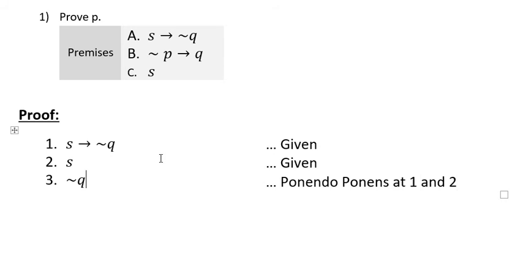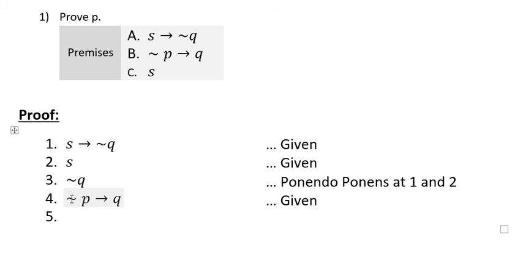Okay, now that I have negation of Q, I'm gonna copy this conditional. I'm gonna say that this thing is true, but then you're gonna ask me, how can you tell me that that thing is true? Justify it. Okay, I can justify by saying that it's given on the premises, so no problem.